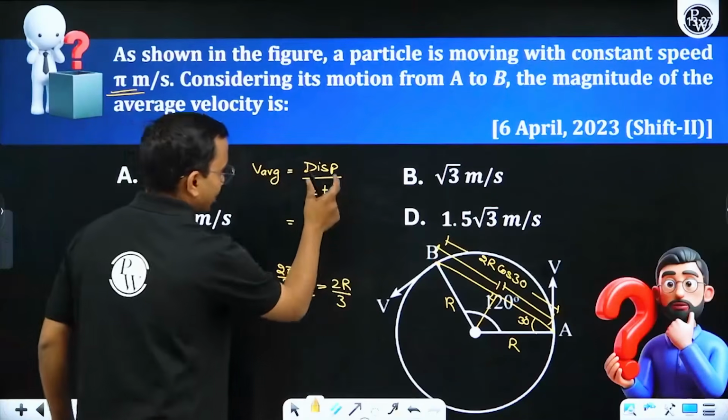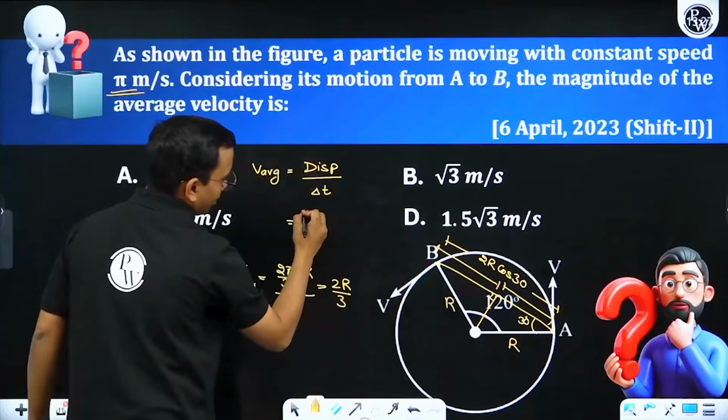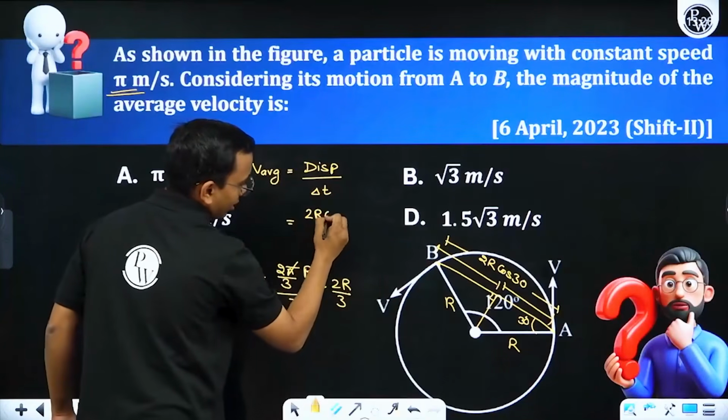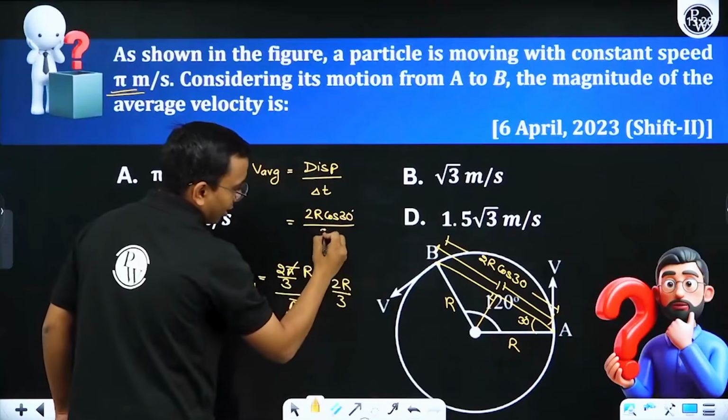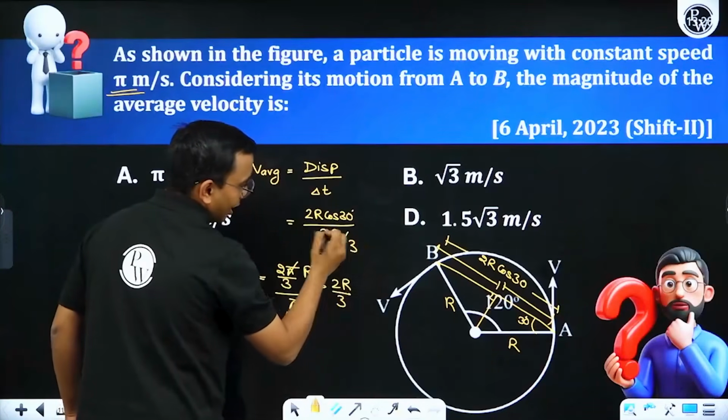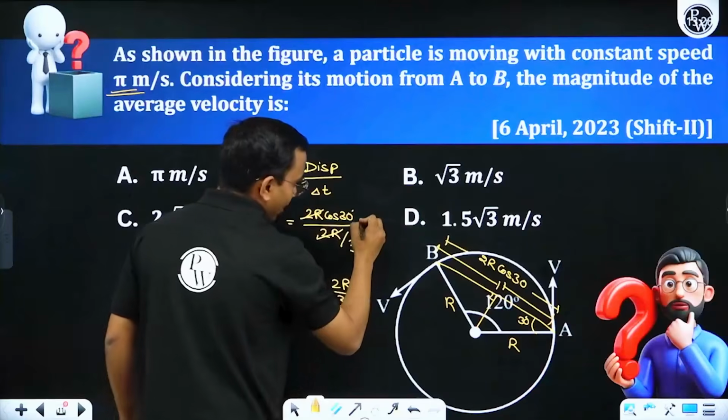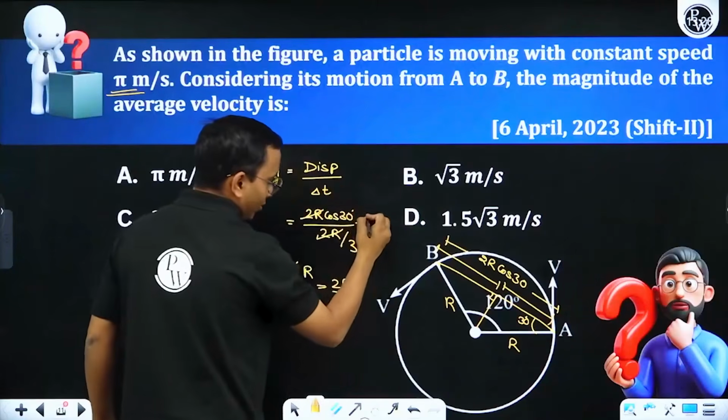I got this as 2r by 3. Now let us write it. What is the displacement? 2r cos 30 divided by the time 2r by 3. Anyways, this 2r is getting cancelled and this will become 3 root 3 by 2.